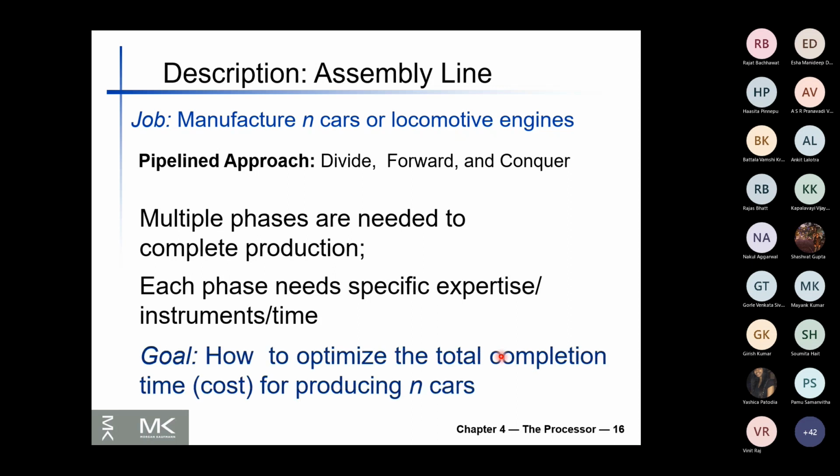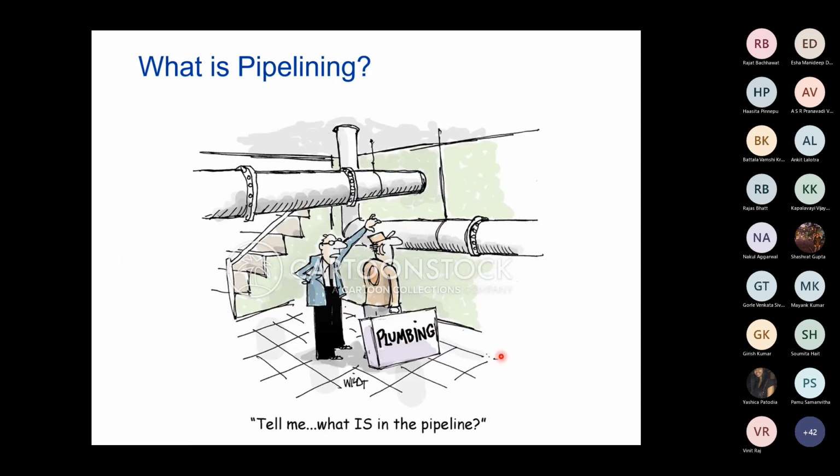So the ultimate objective is to optimize the total completion time for producing n cars, and in the context of computer architecture, we want to finish n instructions as early as possible. So you got the idea, right? And in order to implement this, obviously, you need this multi-cycle realization, because in each smaller cycle, you are performing one specific task. Do you follow me? Yes, sir. All right.